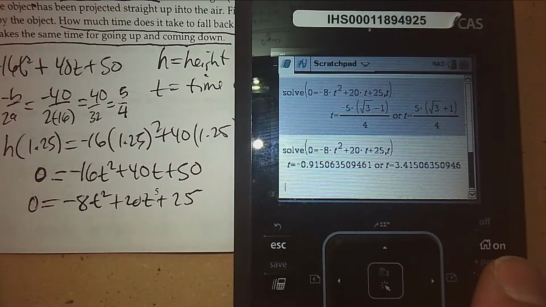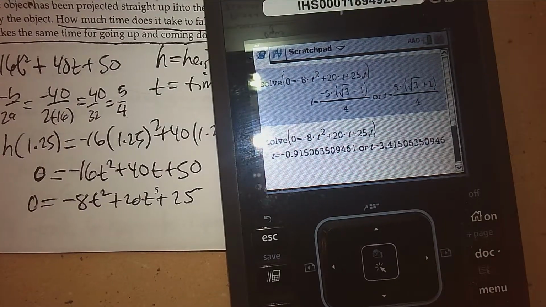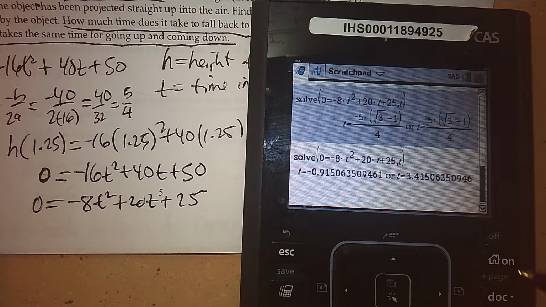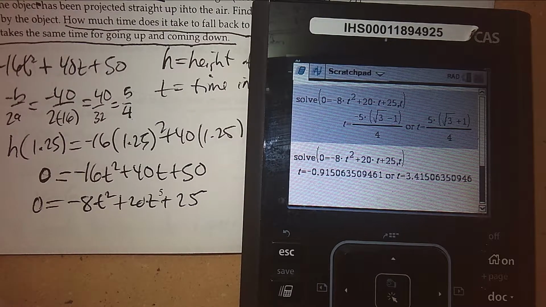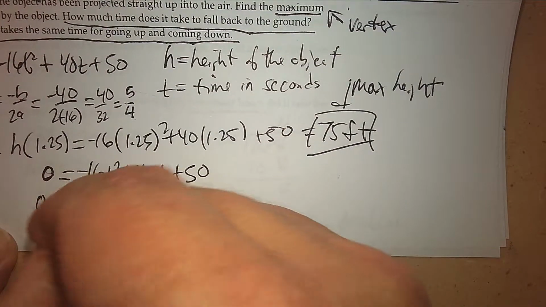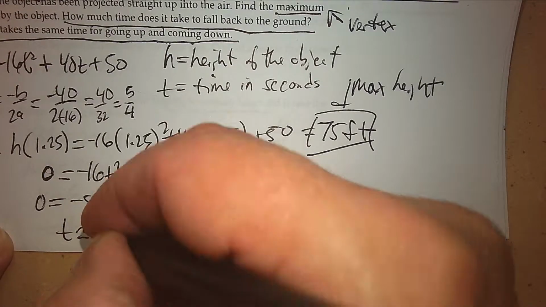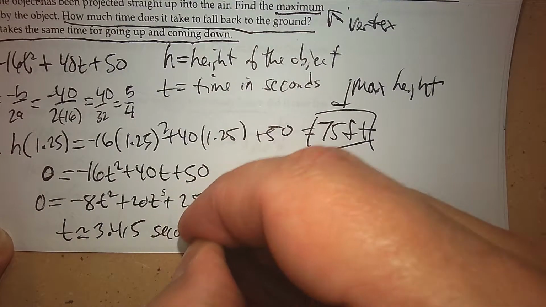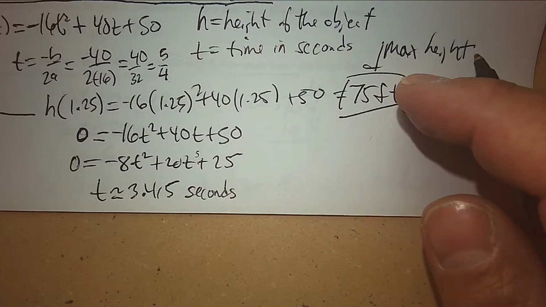So you also have this power with your 89 to find the solve button and solve this equation. So you'd have to use the quadratic formula to solve it, but I'm using my calculator. One answer is negative 0.9. That doesn't make sense, right? But the second answer is 3.415. That one does make sense. So how many seconds does it take for the object to hit the ground?